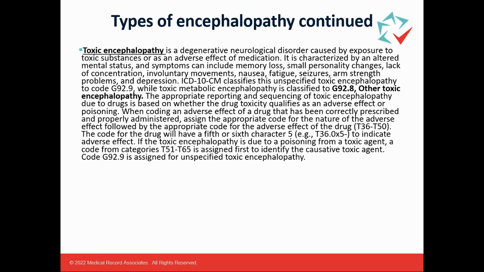If toxic encephalopathy is due to poisoning from a toxic agent, a code from category T51 through T65 is assigned first to identify the causative toxic agent. And code G92.9 is assigned for unspecified toxic encephalopathy. So basically they're saying here to make sure you know, was the drug appropriately administered and prescribed, which would be an adverse effect, or was it a poisoning, and that would be coded differently with your T codes.